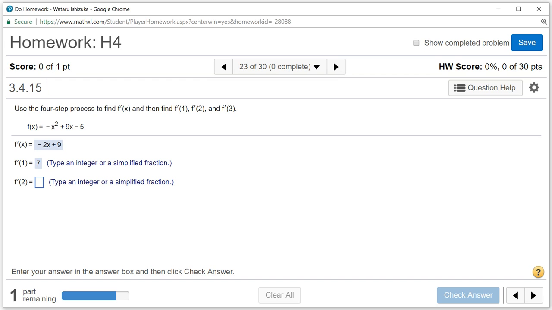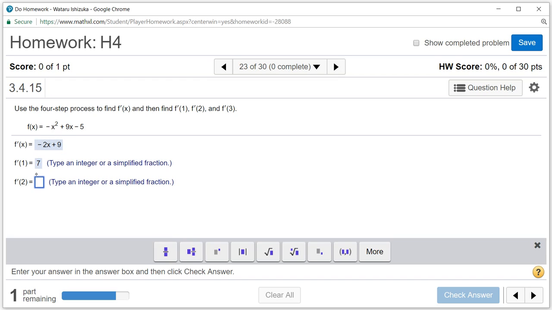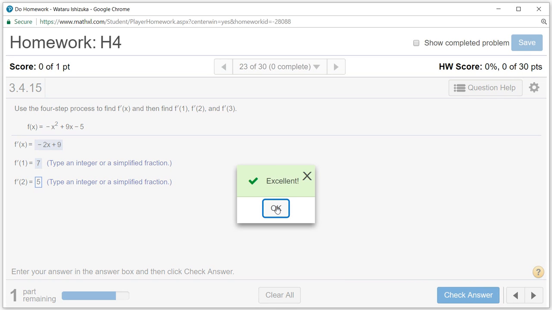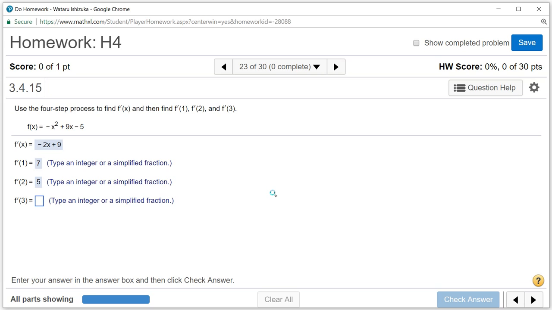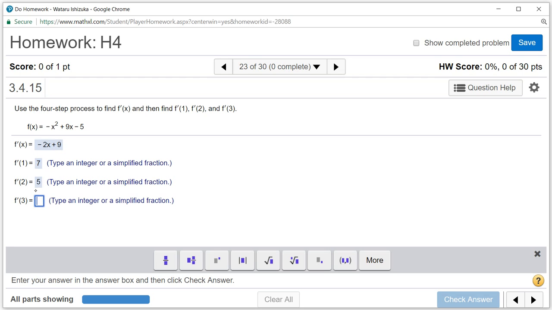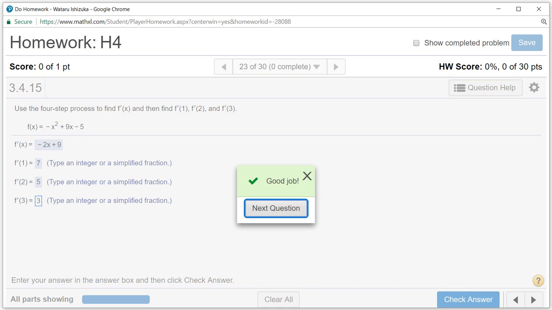f prime of 2 is negative 2 times 2, which would be negative 4, plus 9. So that would be 5. Check the answer. We got that. f prime of 3 would be negative 2 times 3, which is negative 6, plus 9, so that would be 3. Check the answer. That's it. I hope that this was clear.